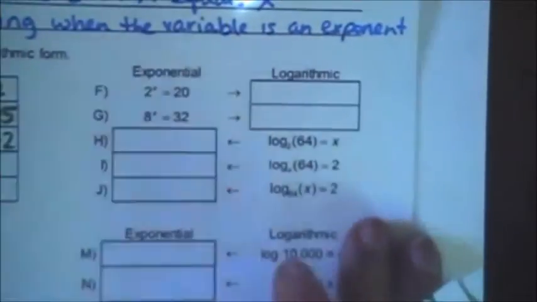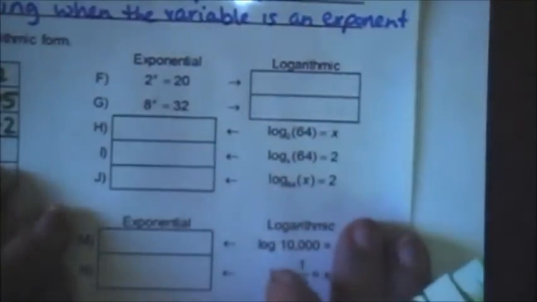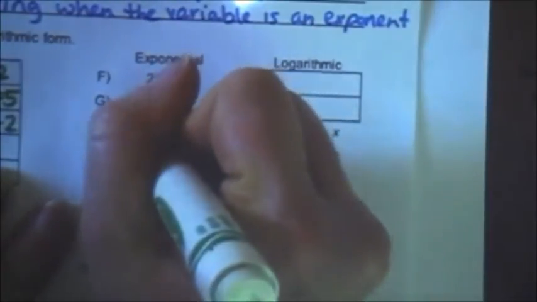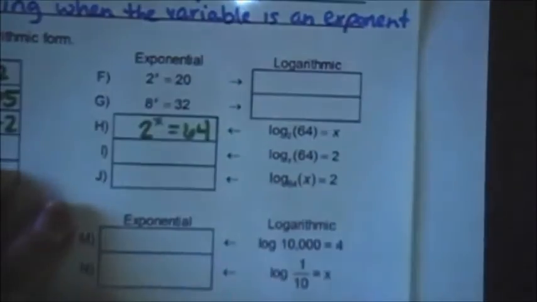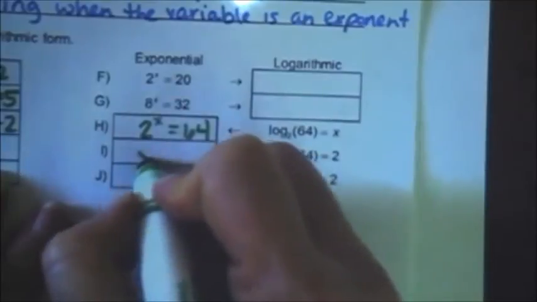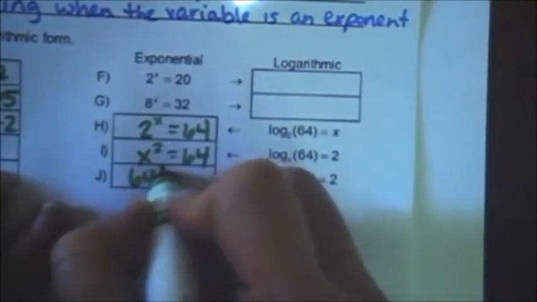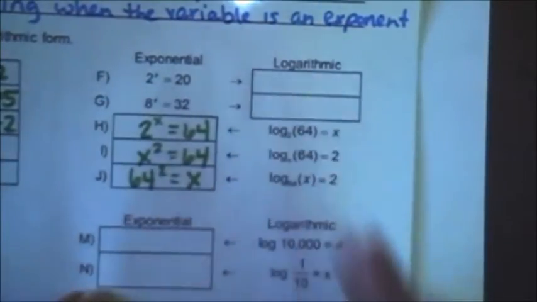Now for H, starting on H, I, and J, they want me to go backwards. So they've given me the logarithm, and they want me to write it as an exponential. Again, if you remember, the base is the base. So it's base 2, so I'm going to have a big 2. And then these numbers kind of swap places. So 2 to the x power equals 64. Again, I'm not solving this. I could, but I'm not going to. They didn't ask me to do that yet. This one's going to be x to the second power equals 64. And this one is 64 to the 2 equals x. So we're just going back and forth.